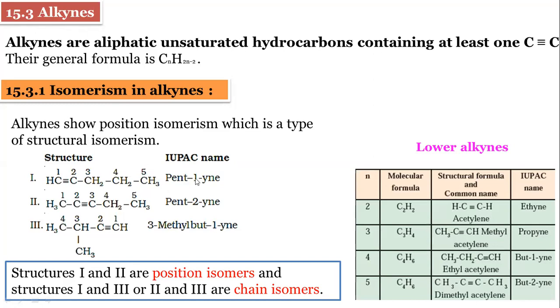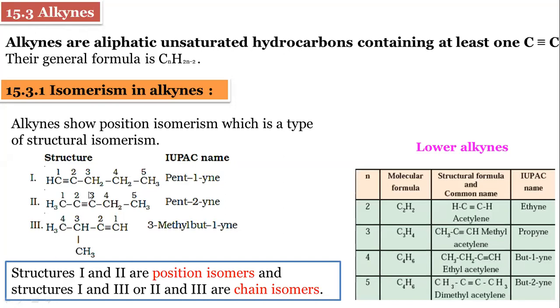See here, the structure is shown, and here the IUPAC name. See, in the first compound, there are 5 carbons. In the second compound, there are also 5 carbons. This is pent-1-yne. Only one difference is there. See the position of the triple bond here: it is on carbon number 1. But in the second compound, we can see the position of the carbon-carbon triple bond is on the second carbon. So the position of the carbon-carbon triple bond is changed.